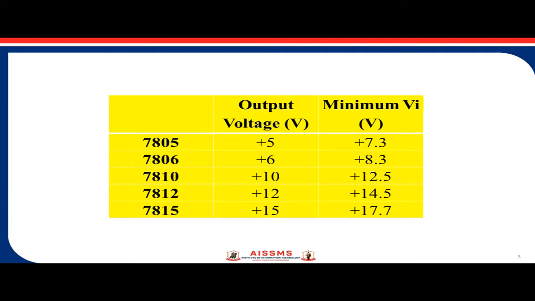Well, to have this 5 volt output, you must supply minimum 7.3 volt at the input of this 7805. Similarly, for 7806, at least positive 8.3 volt supply is required to be given at the input terminal of 7806. You will get all this information in the datasheet of the specific 78 series voltage regulator ICs.